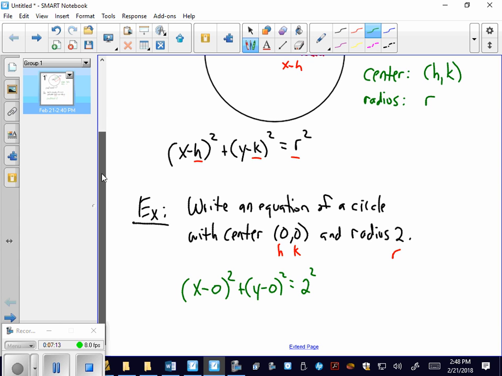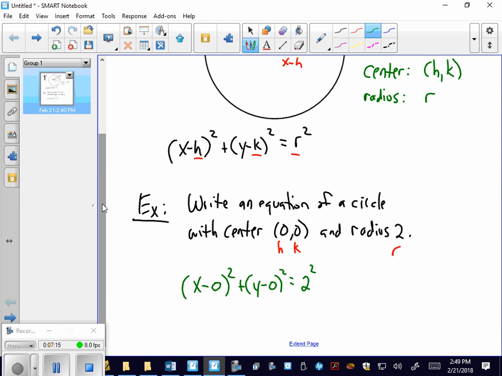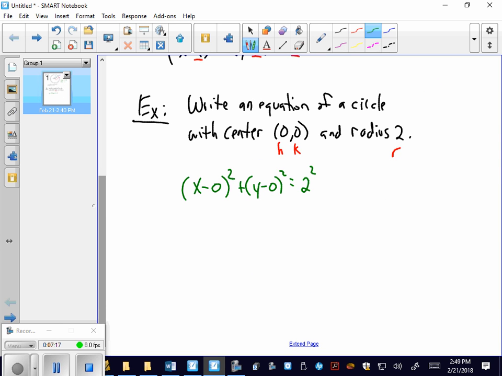Now we're going to simplify that because we're not going to typically leave it like that because we do know what x minus 0 is. x minus 0 is just x, so that's x squared. y minus 0 likewise is just y, so that's y squared. And then 2 squared is just a number, which is 4. That is the most common way that you would see the equation of that circle with center at (0, 0) and radius 2.